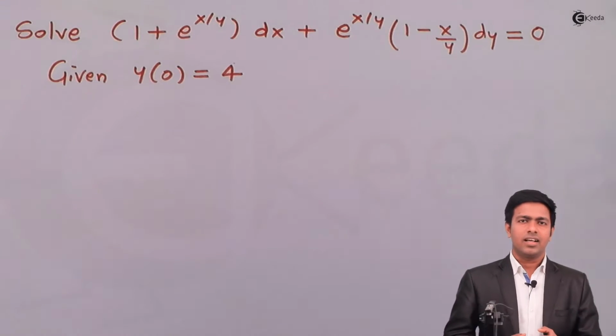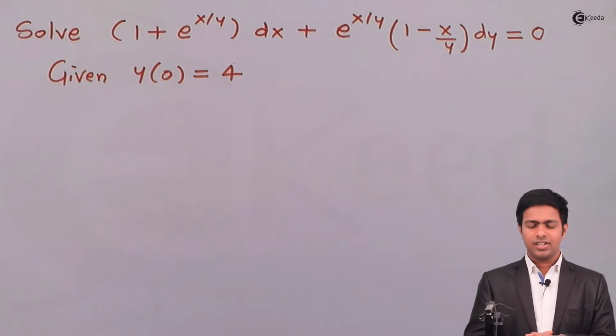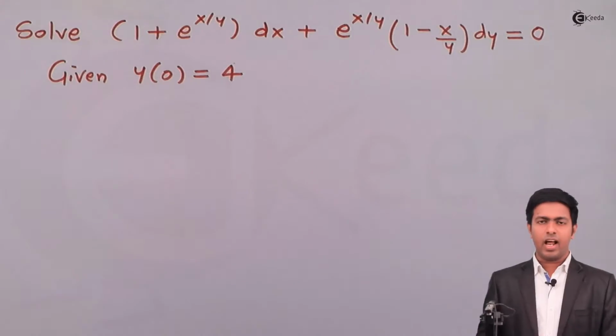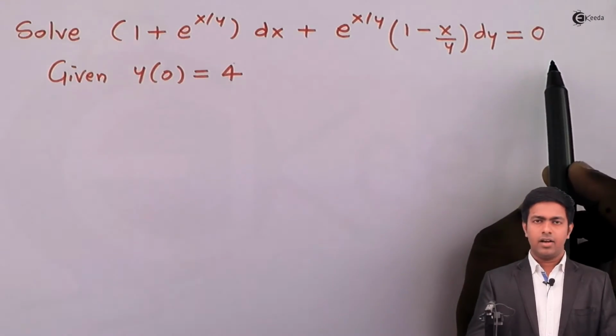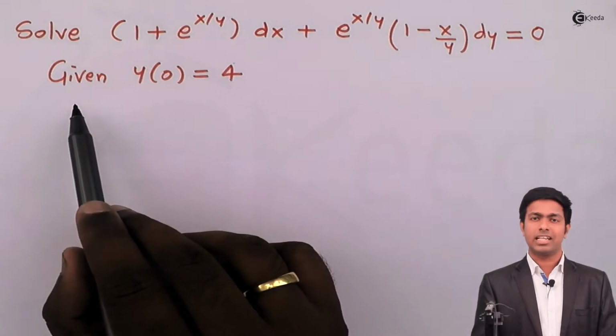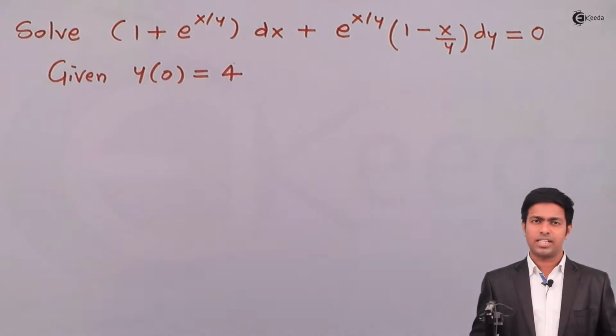We are going to solve the problem which is based on exact differential equation. So guys, for that we have one differential equation and one condition is given, that is y of 0 is equal to 4. Now the question is how to solve this equation.